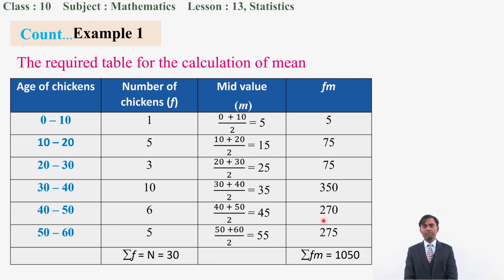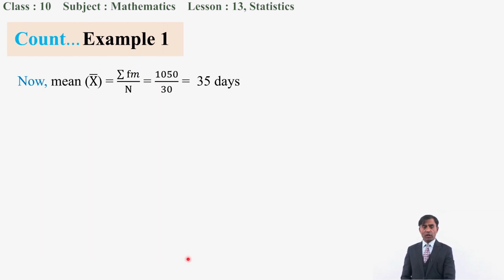Can you find its sum? Summation of FM, how much is the total? Add. You can add using a calculator also. And the result is 1050. And similarly find the total of the frequency, that is called summation of F, which is equal to N, equal to 30. So after this, we know mean X bar is equal to summation FM by N. This is equal to 1050 divided by 30. This is equal to 35 days, which is the mean age of the chickens in that poultry farm, right?